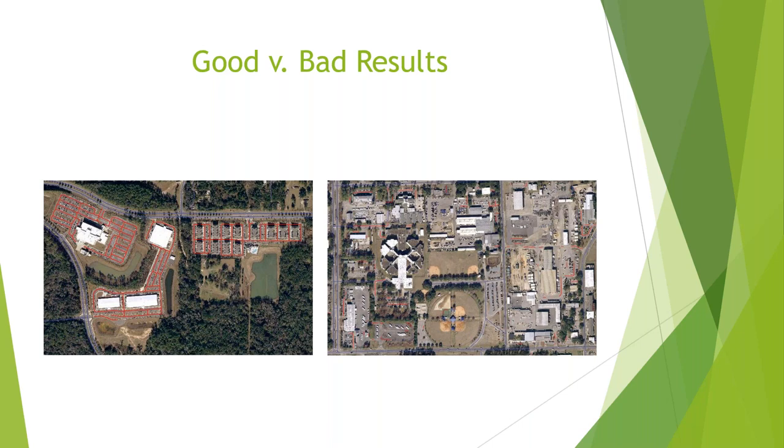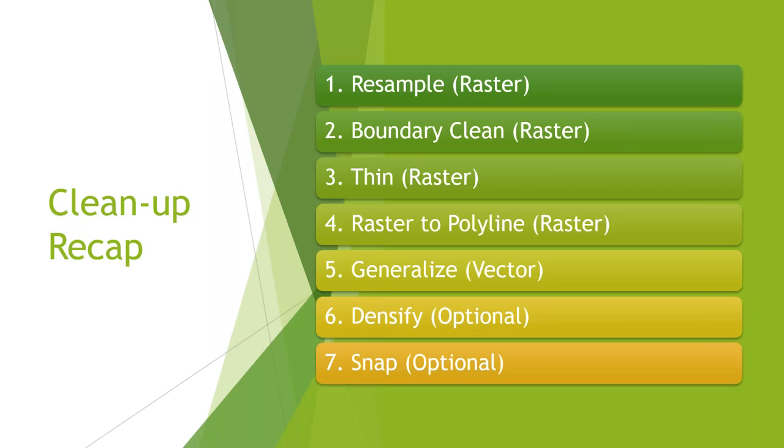Another example: on the left, you see the model does a good job of picking up parking lot lanes for apartment complexes that are clearly identifiable in the imagery. And on the right, where it's more government and light industrial commercial parking lot lanes, where the pixel values aren't as smooth, the pavement is not being picked up and classified as parking lot lanes in this instance. To recap, the steps I used: Resample, Boundary Clean, Thin, and Raster to Polyline, and then really the only necessary vector tool would be Generalize.